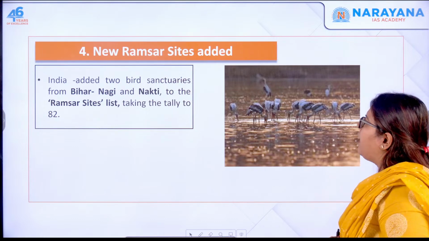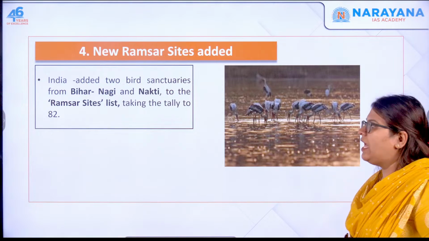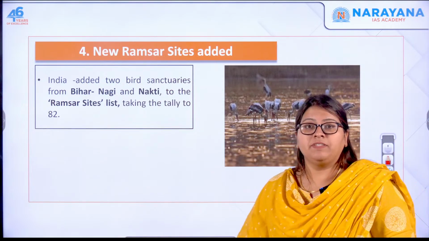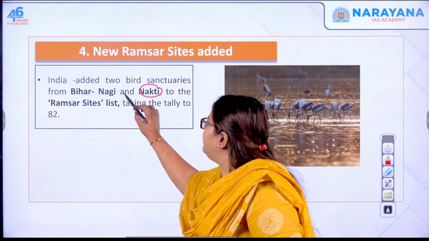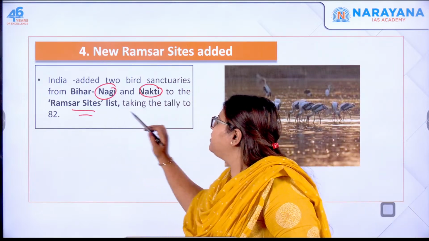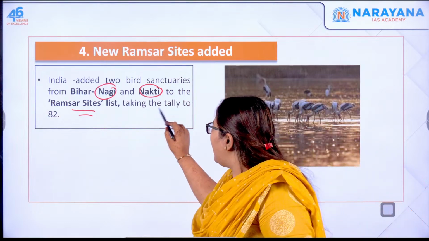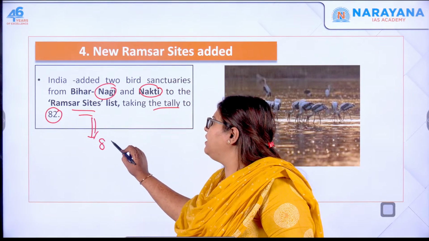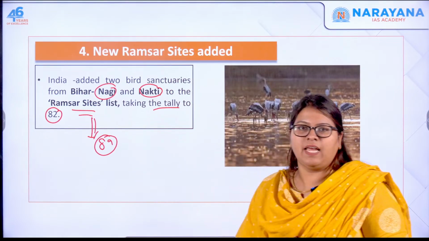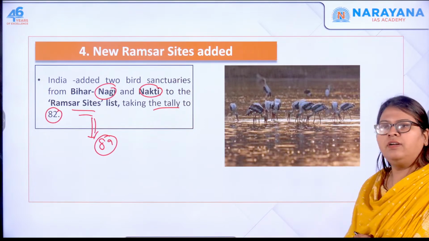Next one, new Ramsar sites added. So recently there were two bird sanctuaries from India, specifically from the state of Bihar, that is Nagi as well as Nakti, which were added to the Ramsar sites, making the tally 82. Okay, so when this was added, it was 82, but currently the number of Ramsar sites in India as of 2025 stands at 89.